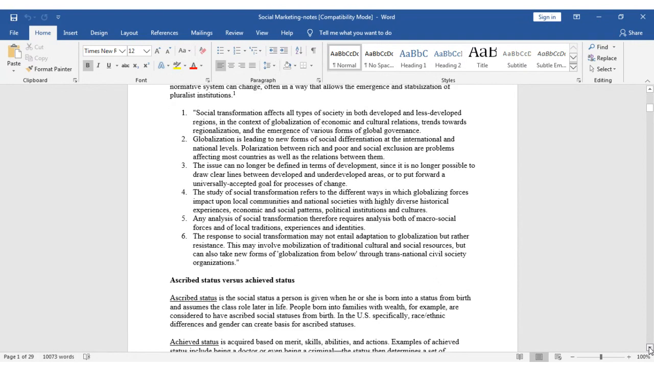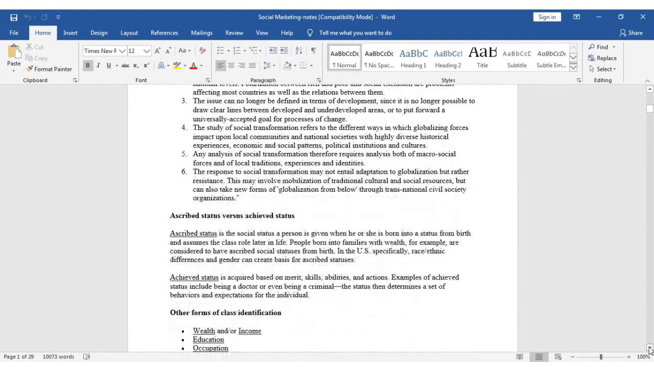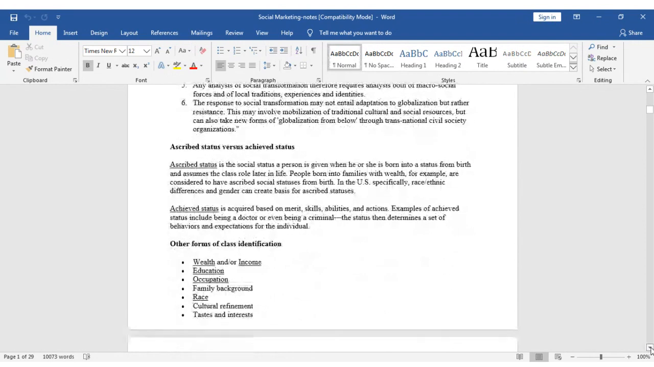So the final thing you're going to do is now read those two distinctions. Can you see that subtopic, ascribed status and achieved status? Yeah. Can you read that paragraph 1, please? Ascribed status is the social status a person is given when he or she is born into. Not so clear. Oh, let me be clear then. So ascribed status is the social status a person is given when he or she is born into a status from birth and assumes the class role later in life.